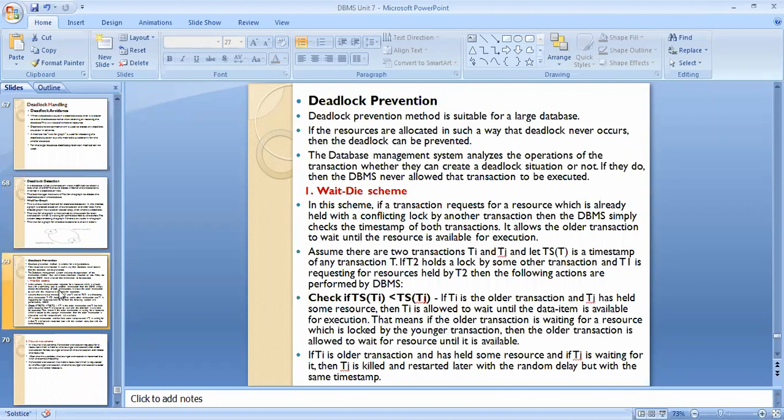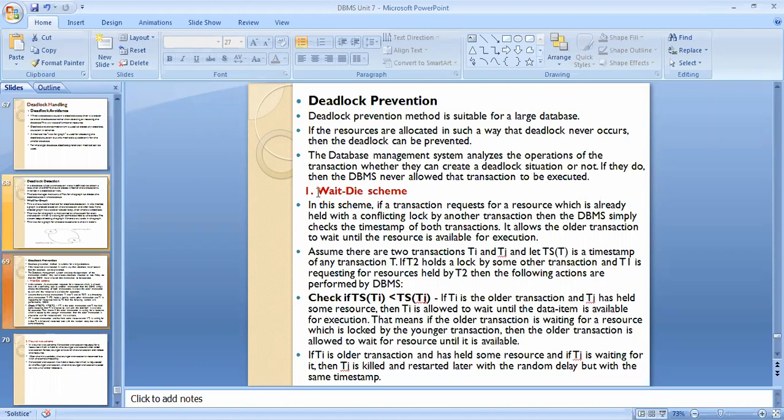Now, the next method is deadlock prevention. Yes, the deadlock prevention method is suitable for large databases. If the resources are allocated in such a way that deadlocks never occur, then deadlock can be prevented. The database management system analyzes the operations of the transactions to see whether they can create a deadlock situation or not. If they do, the DBMS never allows the transaction to be executed.